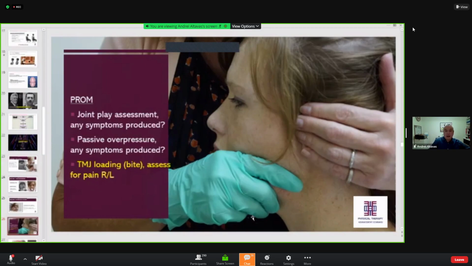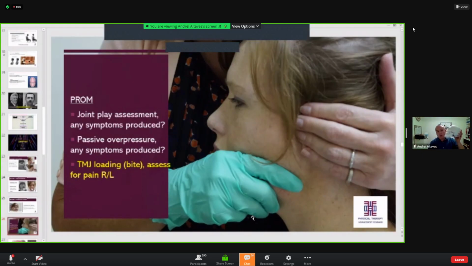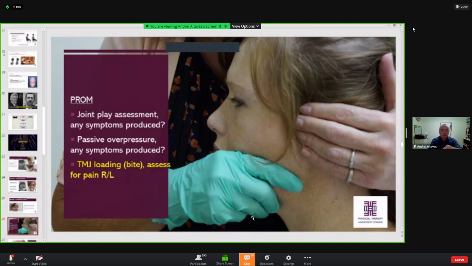So I'm going to show you here in our model how we do a joint play assessment. You won't be able to see the picture in this drawing, but what I'm going to do is always have an exam glove. Never put your dirty hands on a patient's mouth. You always want to have a box of gloves handy.